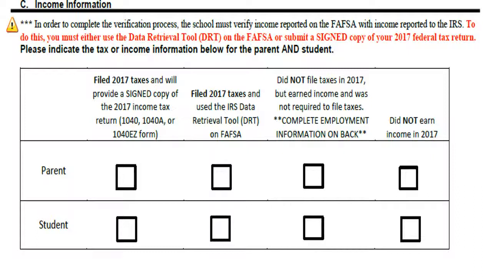The third option is that you did not file taxes in 2017, but you did work. So there are certain thresholds where you may have worked but did not earn enough money where you were required to file taxes, and that's perfectly okay. We need you to complete the next section down below. The fourth option is that you did not earn any income in 2017. You did not file taxes and you also did not work at all. You simply check that box.